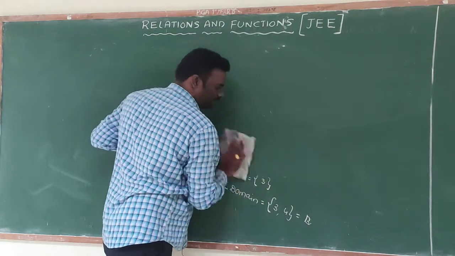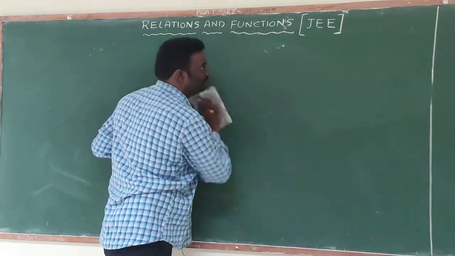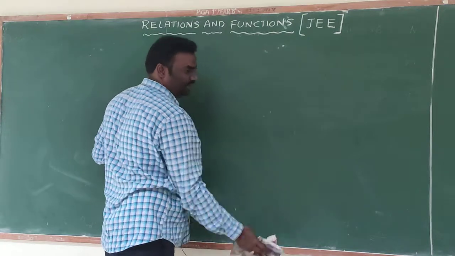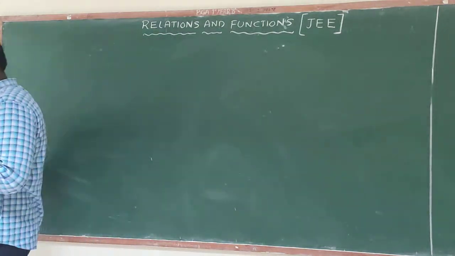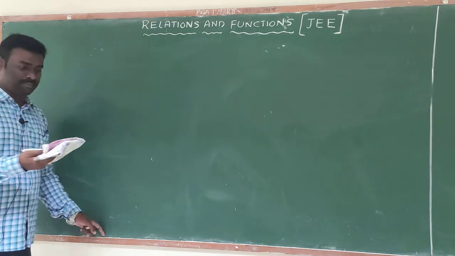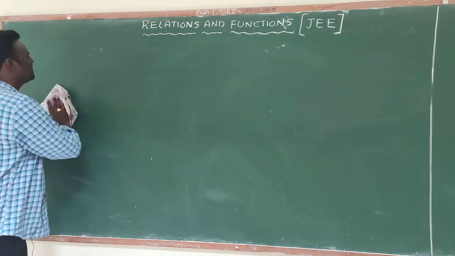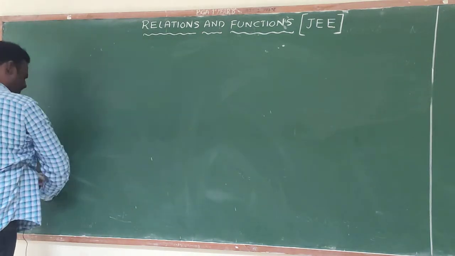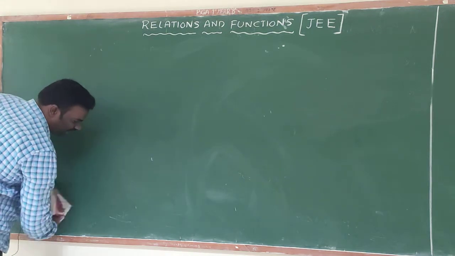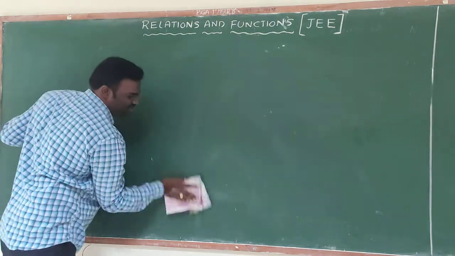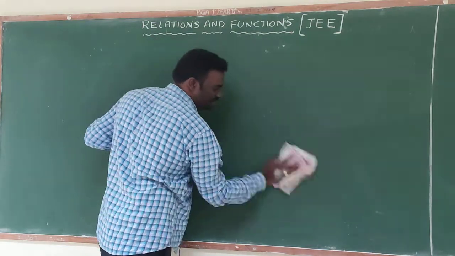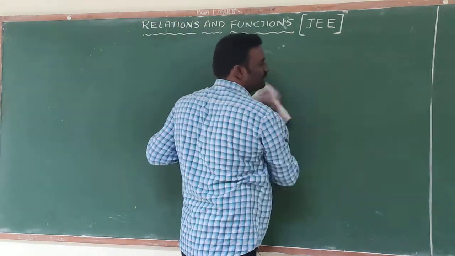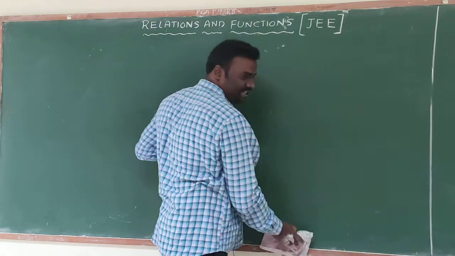Students, before doing the objective of any chapter, first you need to be thorough in the basics. Basics means synopsis. If you know the synopsis, objective questions are very easy. Without knowing any formulas or definitions, don't go for objective questions practice. It is very difficult. If you know the concept, problems are very easy for you.